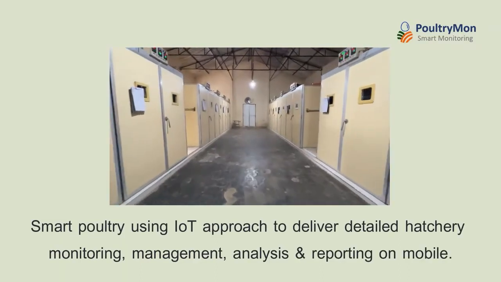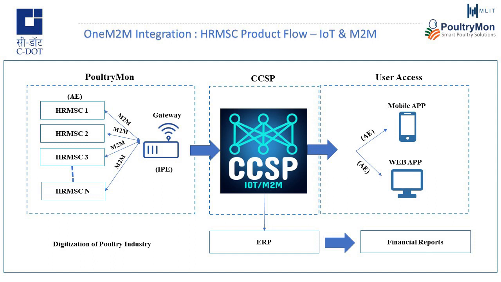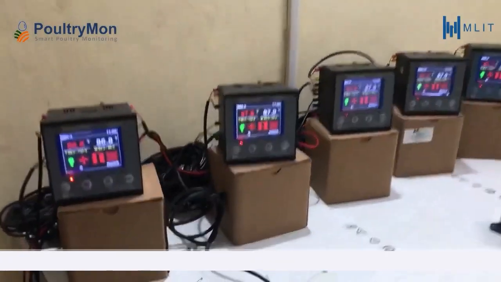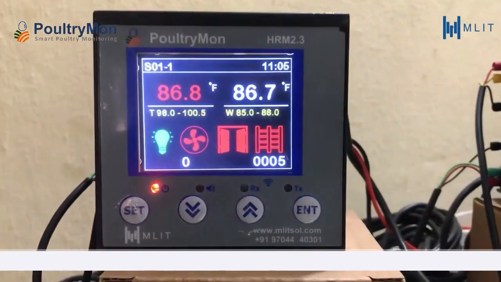These are the incubators that are used in hatchery. This is the flow which depicts the integration of PoultryMon with CCSP. This is a complete end-to-end high level architecture that is used.